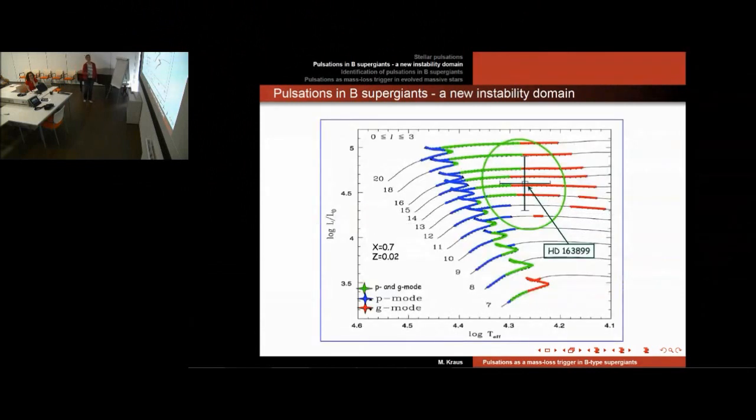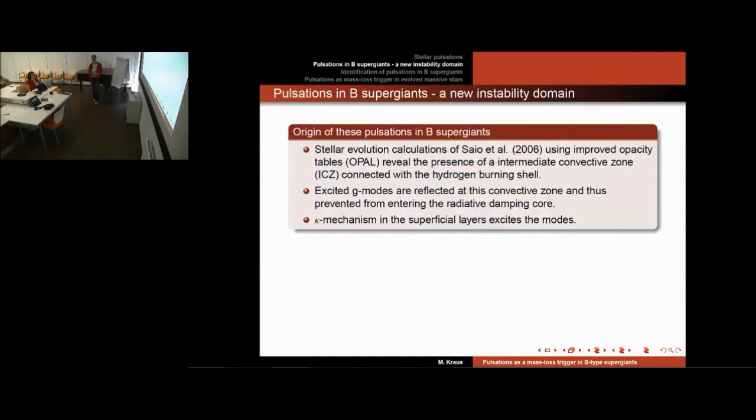And when you locate the star in the Hertzsprung-Russell diagram, it has, of course, some uncertainty in temperature and luminosity. This is roughly where it is located. And he finds from his modeling that massive stars on the main sequence are pulsating in pure p-modes. When they are very evolved, they pulsate in pure g-modes, and somewhere in between, they can have both types of pulsations. But I said that these type of stars do not pulsate.